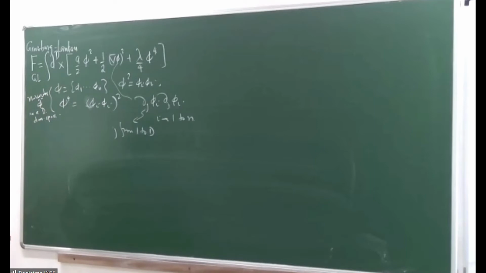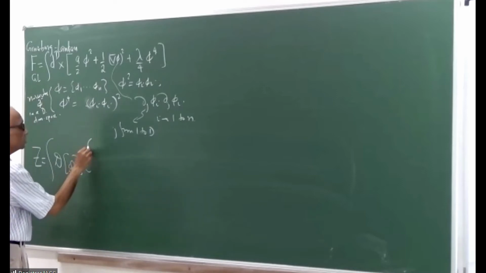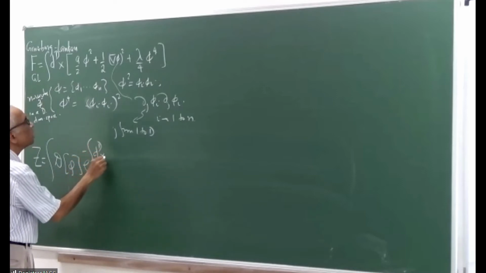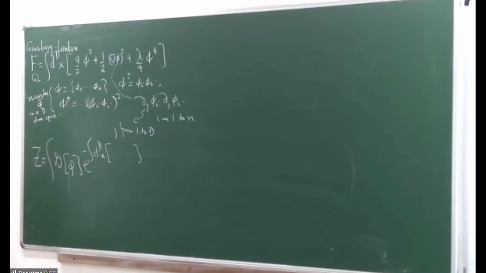So that was the free energy functional, and the point was to calculate the partition function, which is a functional integral over all phi of e to the power minus integral d^dx of all this. So that's the task. Once I have the partition function, I can calculate all the thermodynamic quantities.